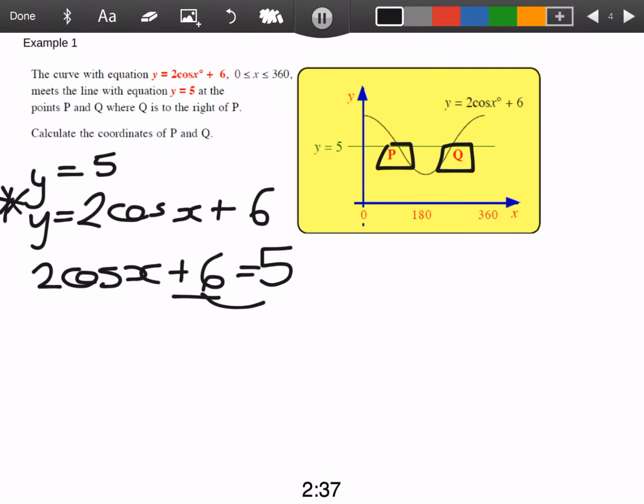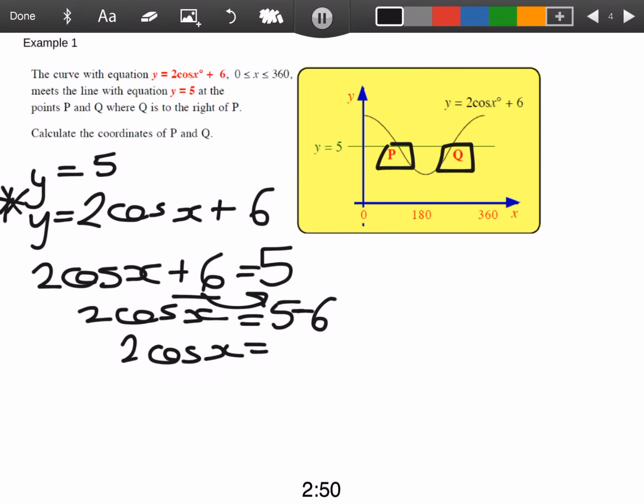So we're going to move this plus 6 across to the other side. So we're going to have 2 cos x equals, 5 is still there, plus 6 moves over, we're going to take away the 6. So really we've got 2 cos x equals negative 1. What happens with the 2? Well, this 2 is 2 times cos x. Move the 2 over and we are going to divide by 2. Cos x equals negative a half.